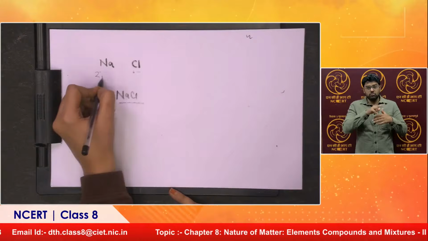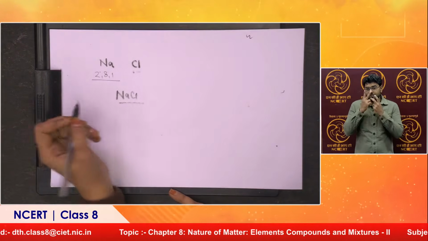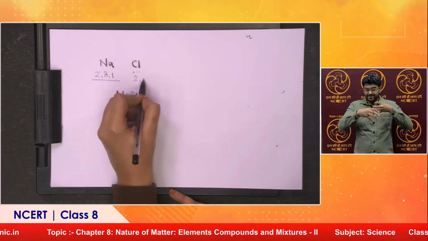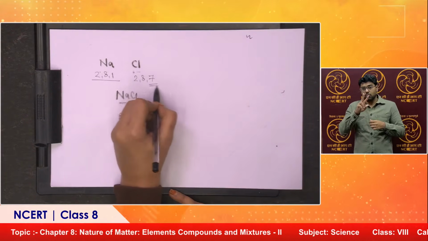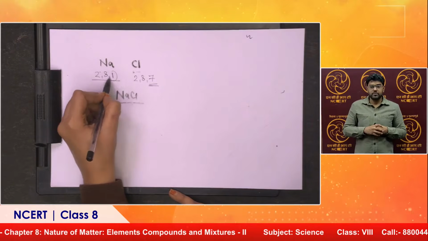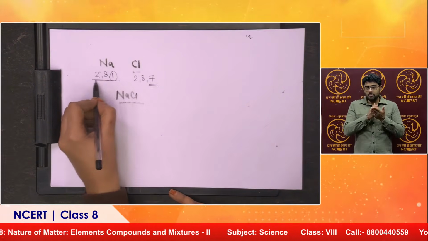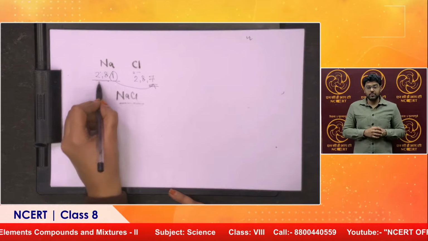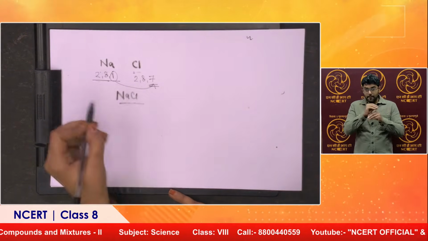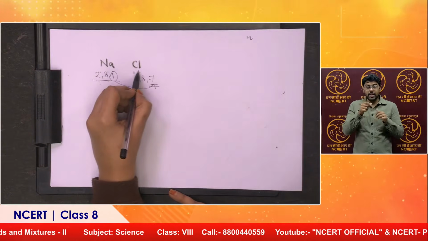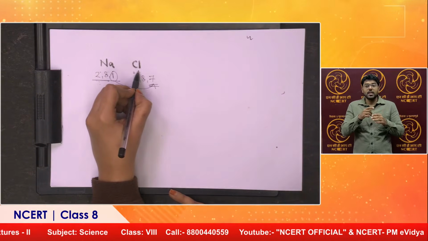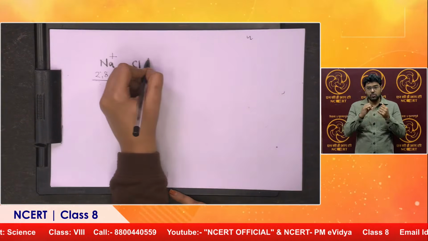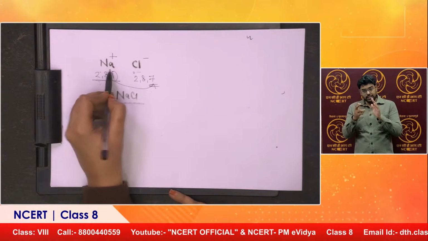So what exactly happens here? Sodium has this configuration, 1 electron in the outermost shell, and chlorine has 2, 8, 7. So what happens? This gives 1 electron, this becomes 8, and here it takes 1 electron. But while this giving and taking takes place, these atoms turn into their ions. So this becomes a sodium ion and this becomes a chloride ion. This acquires a positive one charge.